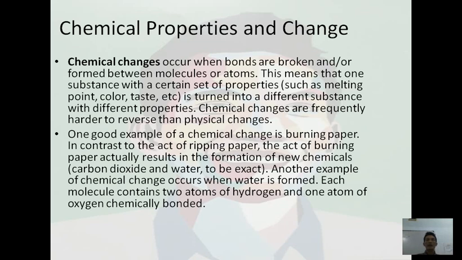Okay, today we discussed the properties of matter, the physical and chemical properties. I think this is enough.